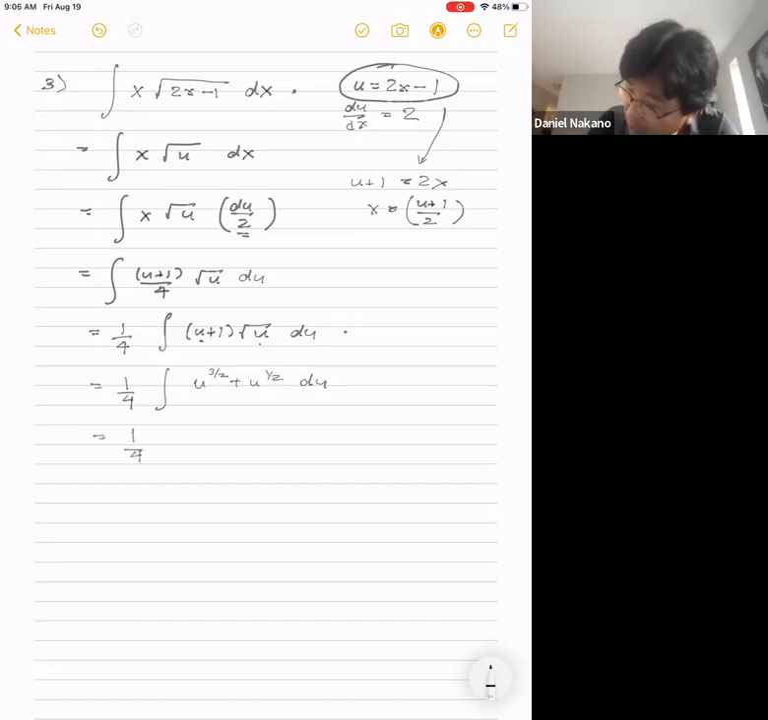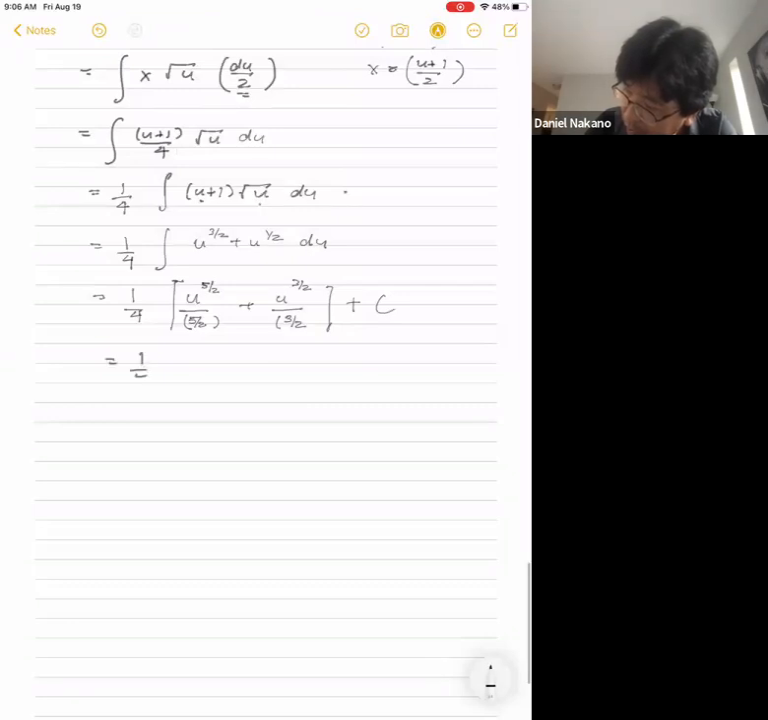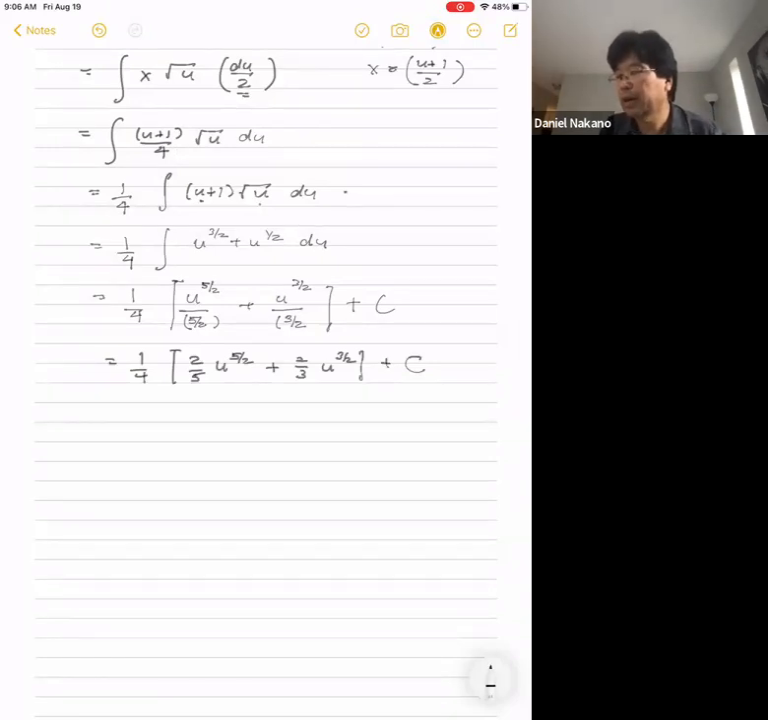So let's do that. So it's 1/4, and this is u. Remember, add 1 to the power. So that's 5/2. Divide by the new power, 5/2. Add 1 to the power, divide by the new power. Okay, and so now I get 1/4 times 2/5 u to the 5/2 plus 2/3 u to the 3/2 plus c. And I can multiply everything through if I want. So I get 1/10 u to the 5/2 plus 2/12, that's 1/6 u to the 3/2 plus c.